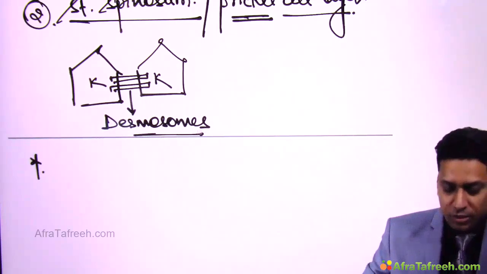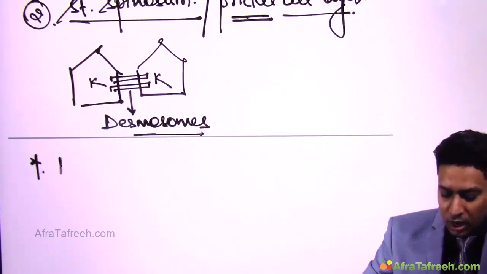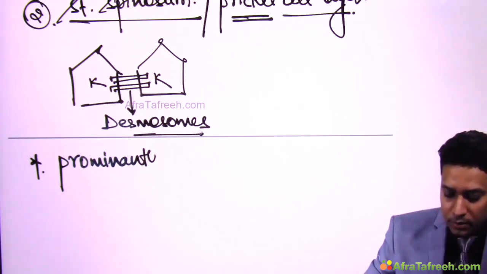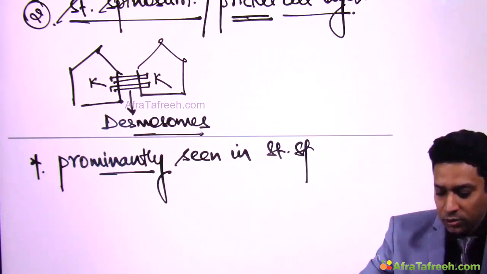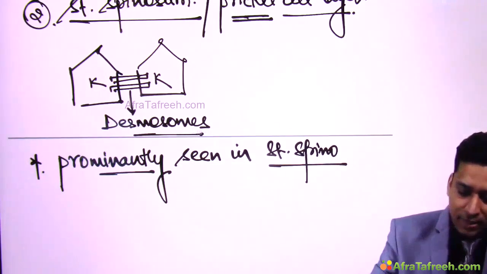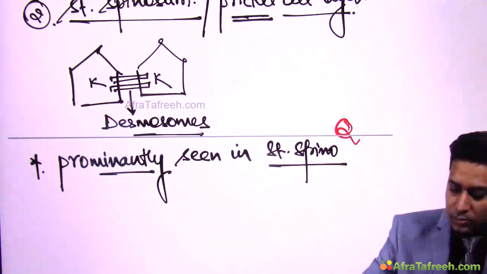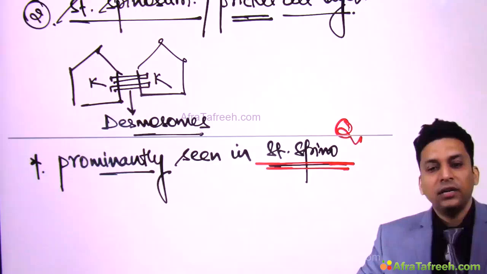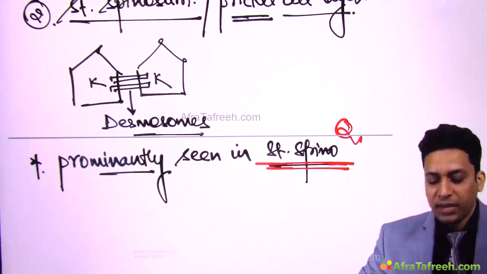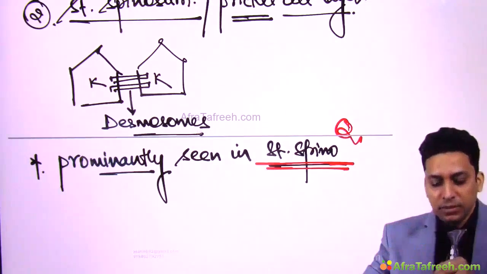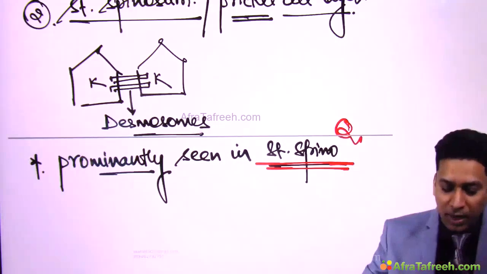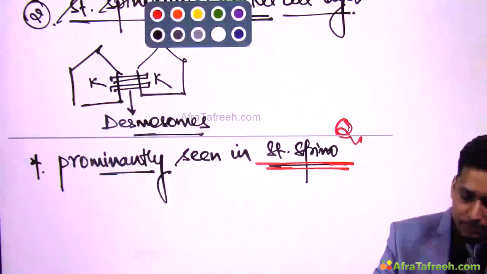So you can write down the first point: desmosomes are prominently seen here. And this was a question asked in the NEET exam: desmosomes are prominently seen in which of the following layers of epidermis, and one of the options was stratum spinosum. So remember, they can be seen in other layers also, but prominently they are seen in stratum spinosum. That's why this is known as spinosum or prickle cell layer.